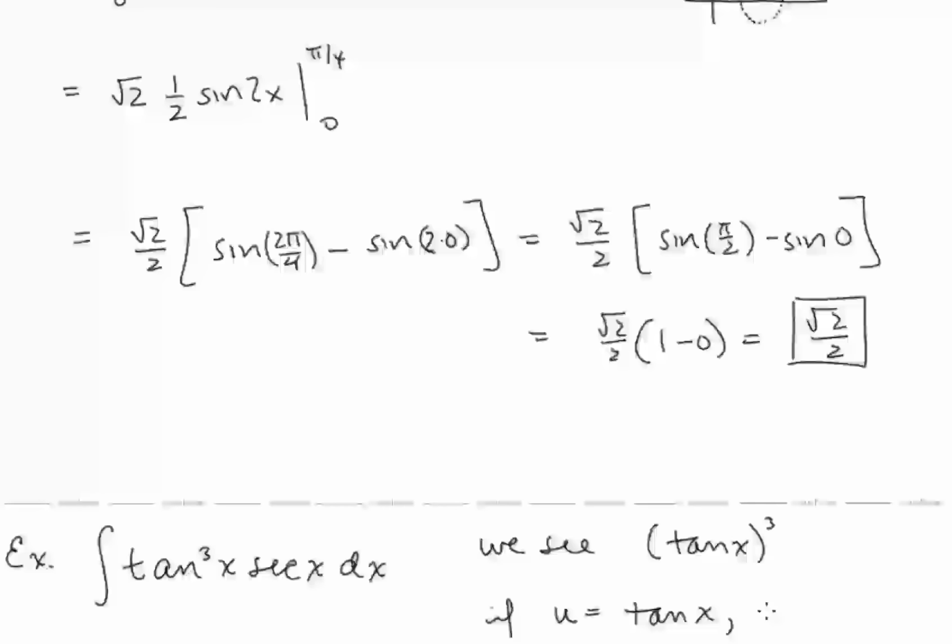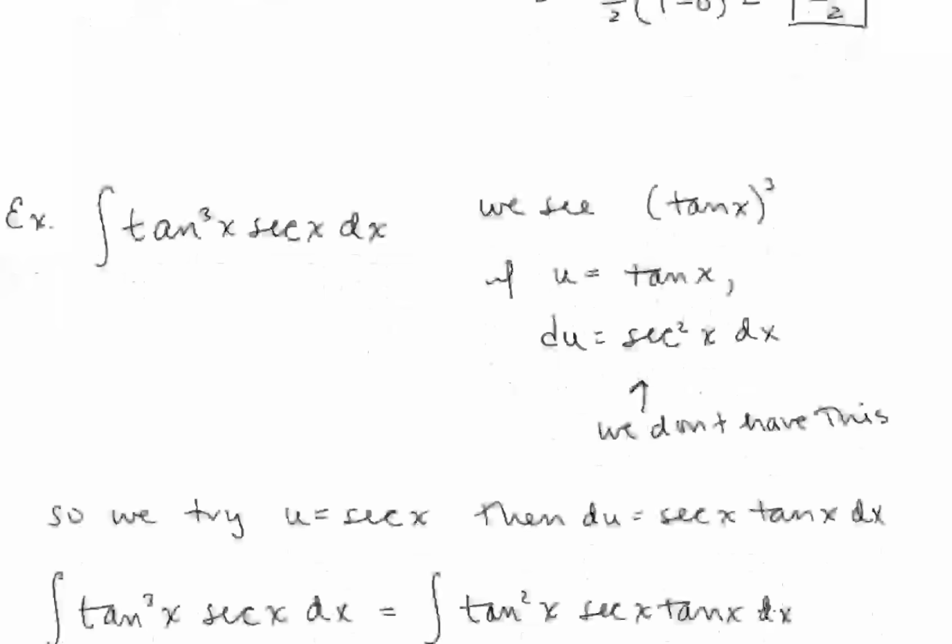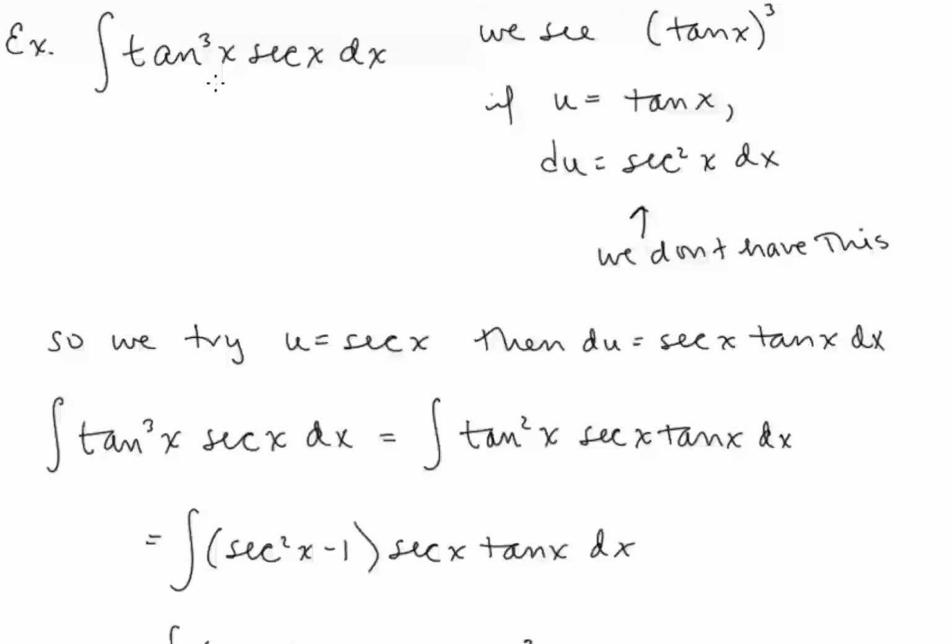Now let's take a look at some combinations of secant x and tan x. Here we have tan to the third x secant x dx, and we see a composition here, so we might think, let's try u equals tan x, the inside function. In that case, du would be secant squared x dx. But we don't have a secant squared x, and we wouldn't be able to get one either, even if we recognize this as tan x times tan squared.